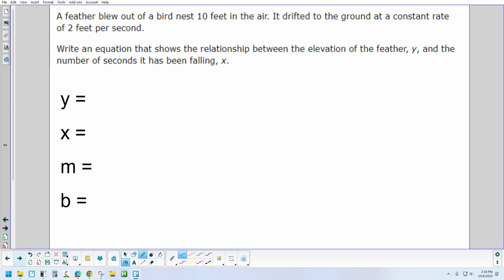Okay, what happens with the y? Yeah, the y stays as y. So we don't do anything to that. What happens to the x? Yep, stays as x.